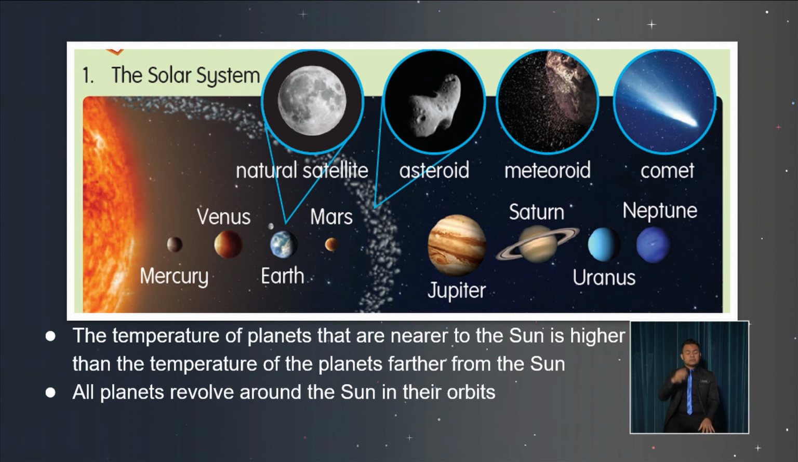All planets revolve around the sun in their orbits. As the distance between a planet and the sun increases, the time taken for the planet to make one complete revolution around the sun also increases.